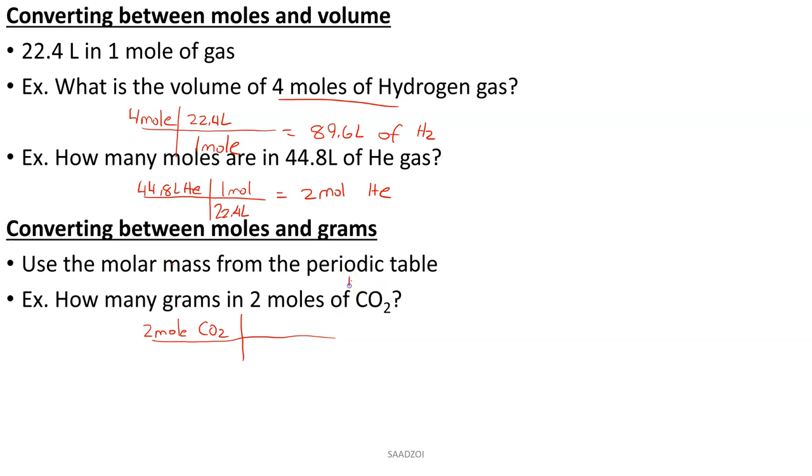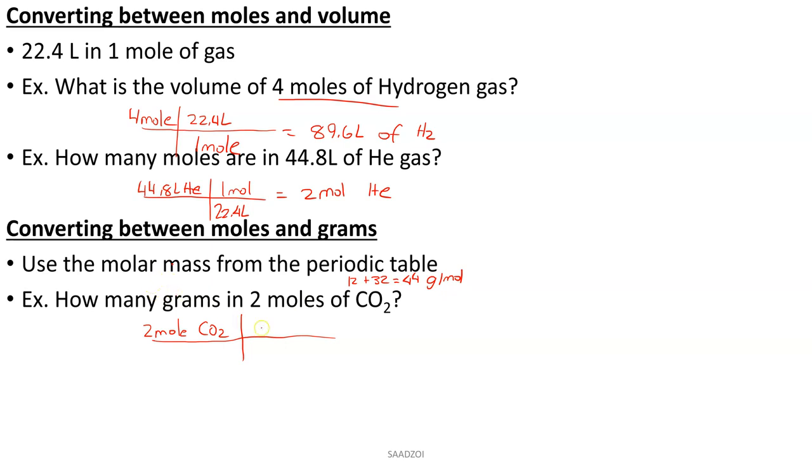And now let's get the mass. So we know 1 carbon weighs 12 grams. We know oxygen weighs 16 from the periodic table. There's 2 of them, so that's 32. So the total molar mass is 44 grams per mole. That's the unit for molar mass, grams per mole.